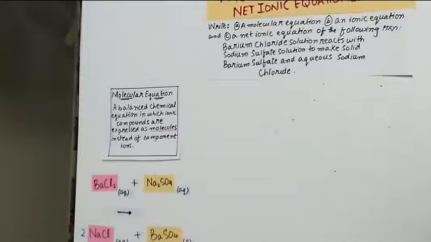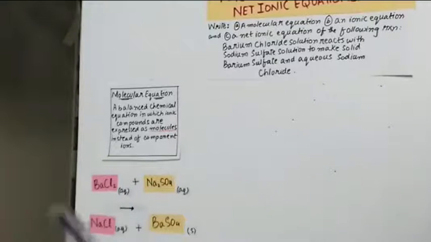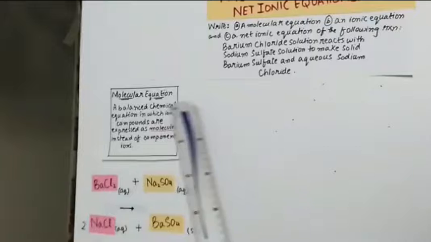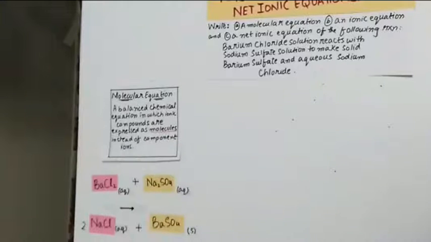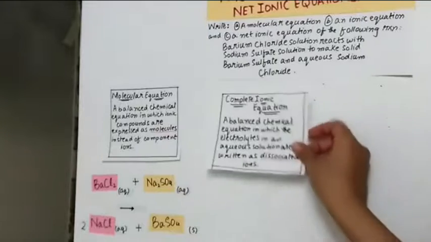Now we have to check if we're good with this equation. We have a balanced chemical equation in which ionic compounds are expressed instead of component ions. We know that these compounds are ionic, but we express them as molecules. They're one unit. So at this point, we're good with our molecular equation. Let's move on to the complete ionic equation.